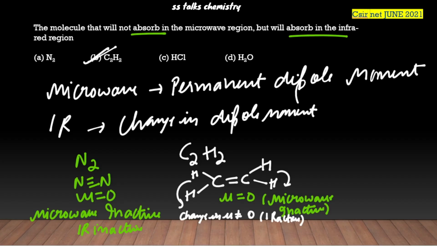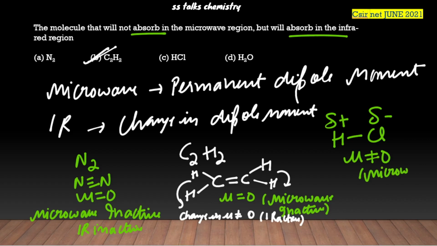See, it is saying that it is HCl. So HCl, electronegativity difference, this is delta negative, delta positive. The mu value is not equal to 0, which means it is microwave active. I needed the molecule to be microwave inactive, so this can't be there.